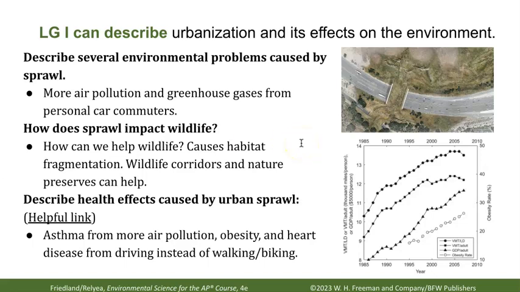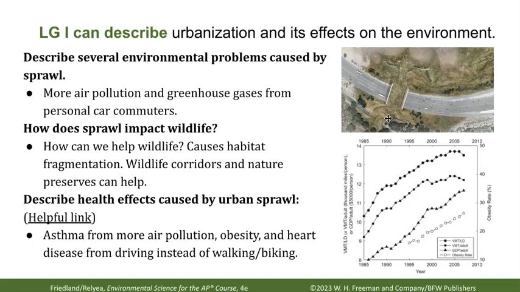All right, so what are some problems with sprawl? More air pollution and greenhouse gases from personal car commuters. How does it impact wildlife? Well, it causes habitat fragmentation from all of these roads and neighborhoods, etc. How do we help? Wildlife corridors. You can see this one that's built over a road, so the wildlife can cross. And yes, they do. They find these wildlife corridors, and wildlife will go miles up and down a highway looking for a safe place to cross. And when they find one, they will cross there. Nature preserves can help too.